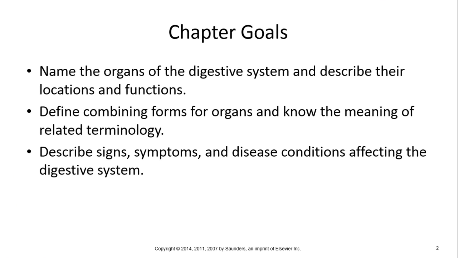Here are some of the goals that we hope to accomplish by the end of the lecture. Name the organs of the digestive system and describe their locations and functions. Define combining forms for organs and know the meanings of related terminology. And describe signs, symptoms, and disease conditions affecting this digestive system. We're also going to start talking about some of the pathology, some of the clinical diagnoses or diagnostic tests, clinical procedures, and many other things as well. So let's go ahead and get started.